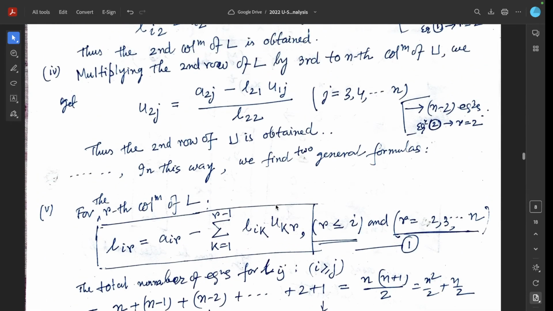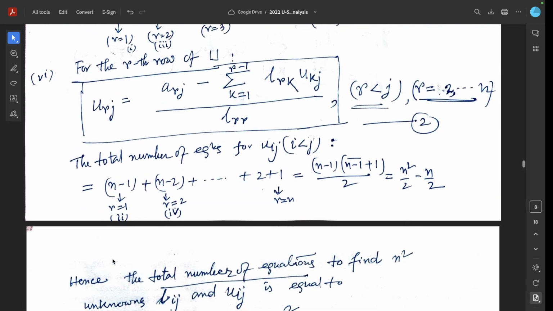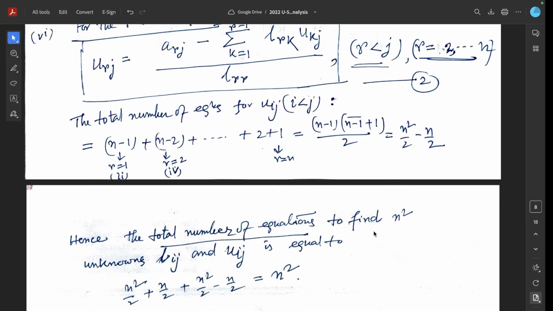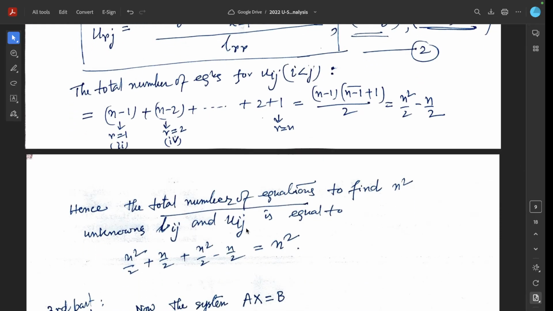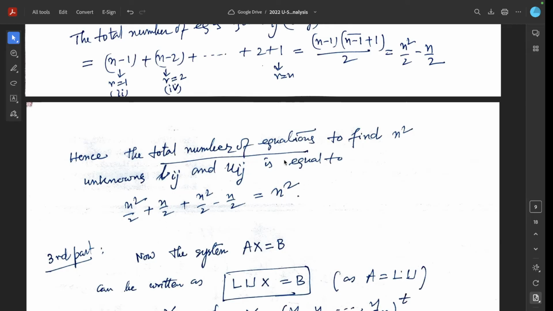Actually, we get this equation, j equal to 3 to 4 to up to n. So for r equal to 2, we find these n minus 2 equations. And so on, plus when r equal to n, we get only one equation, and so adding all these, we get n square by 2 minus n by 2. Hence, the total number of equations to find n square unknowns Lij and Uij is equal to n square. So, total number of equations is n square, and total number of unknowns is also n square.